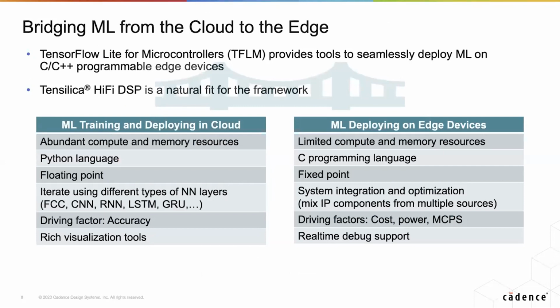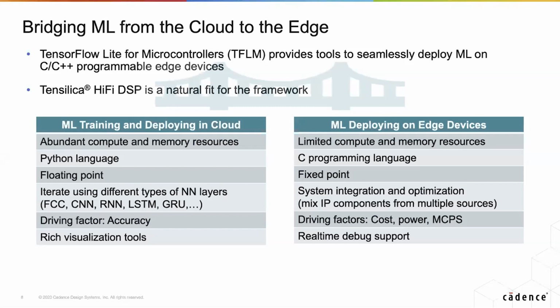Recently, I think this has been mentioned by Linley, there is a movement from cloud to the edge, and there's TinyML that's, I would say, at the front line of this movement. The team at Google has developed what we call TensorFlow Lite for Microcontrollers, abbreviated as TFLM in the rest of this presentation. It provides tools to seamlessly deploy your trained network, mostly at this point a TensorFlow trained network, onto C++ or C programmable edge devices.